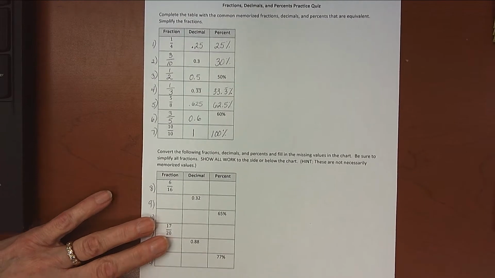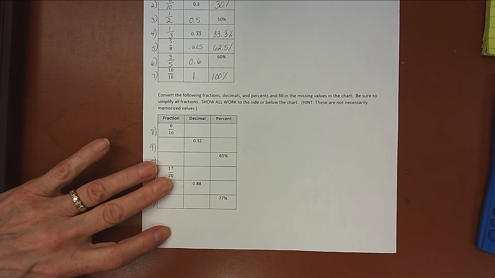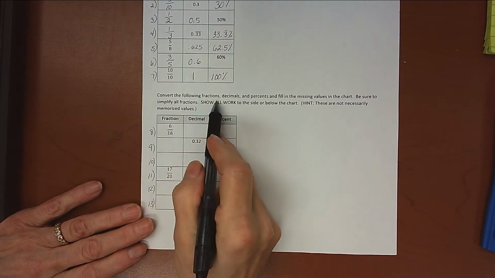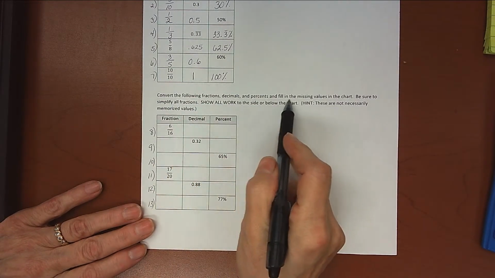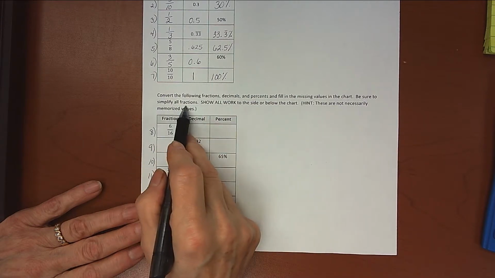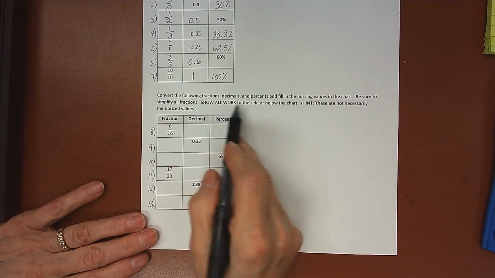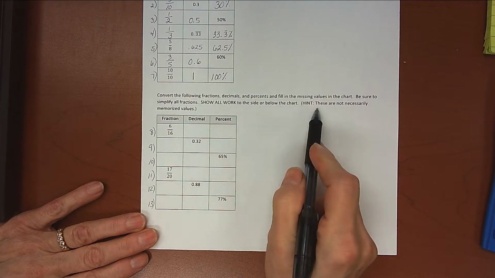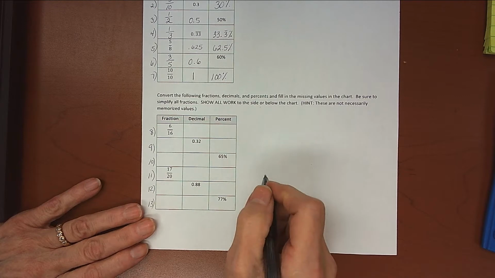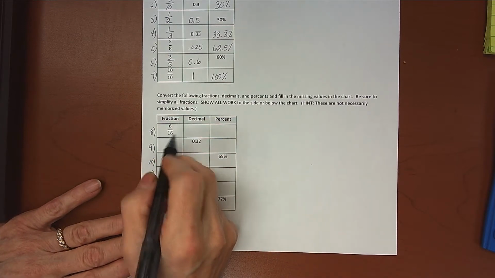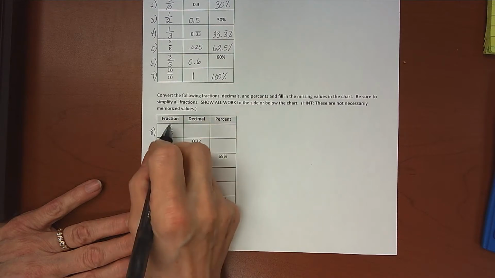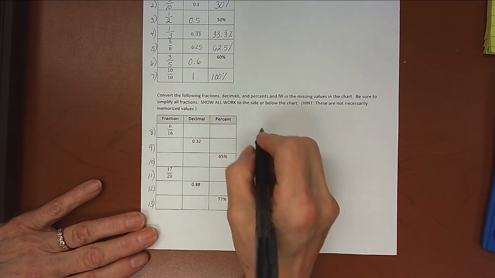Okay, so down on the bottom, these are the ones that we didn't memorize that we have to do our work for. This one says, convert the following fractions, decimals, and percents, and fill in the missing values in the chart. Be sure to simplify all fractions. Show all work to the side or below the chart. Hint, these are not necessarily memorized values. All right, so 6 divided by 16, to change from our fraction to our decimal, we have to take the numerator and divide by the denominator.